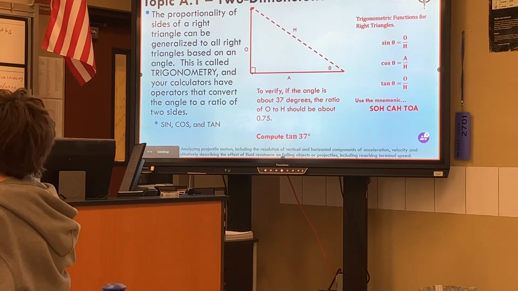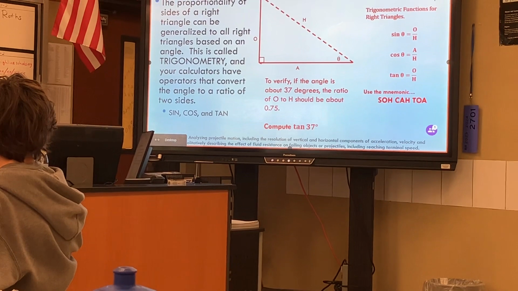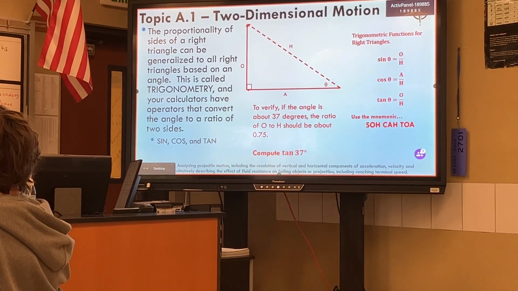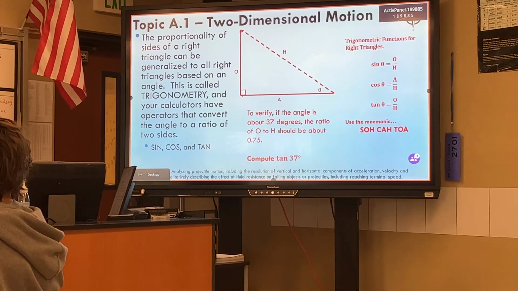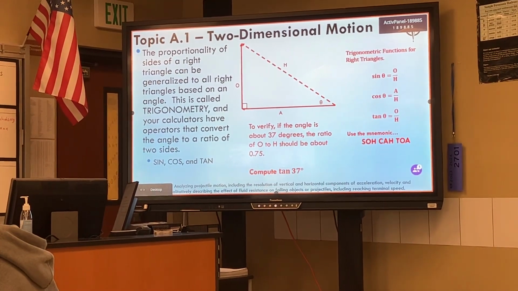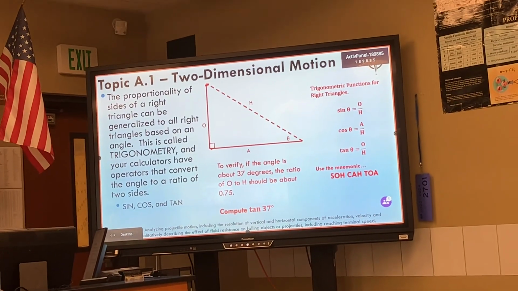If you do cosine of the angle, then you get the ratio of the A to the hypotenuse. If you do the sine of the angle, you get the ratio of O to H. So that's what sine, cosine, and tangent give you on your calculator. It gives you the decimal ratio of two sides of a triangle. And remember that by using the mnemonic.